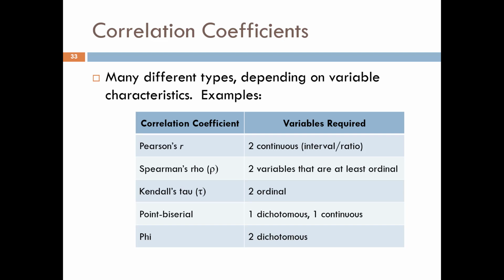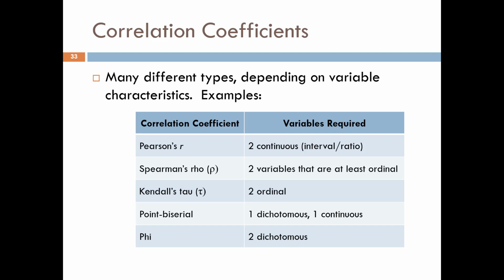Now, something that's important to note is that there are many different types of correlation coefficients. You're most used to probably looking at Pearson's R, and we'll talk about that specifically in just a few moments. But that is for two continuous variables, and there are other correlation coefficients that you can use if you don't have two continuous variables, and I've listed the types of variables that are required. So the main takeaway here is that there are different kinds of correlation coefficients.